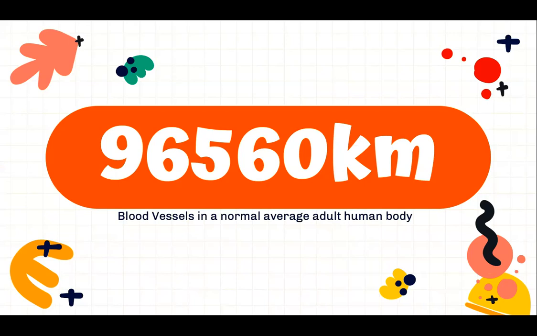And in our human body, for an average adult, if you pull the blood vessels out in a straight line, the total distance of blood vessels is 96,560 kilometers. Can you imagine this long string being clumped together in your entire human body? That's how long it is for the blood vessels in a normal average human body.